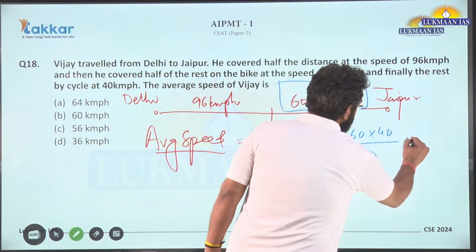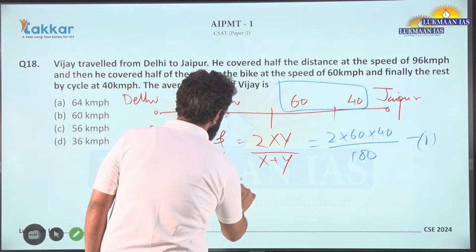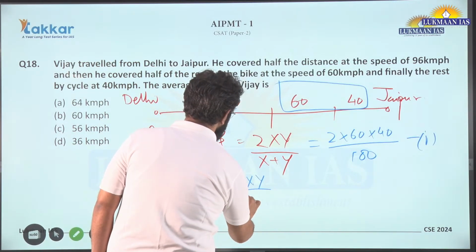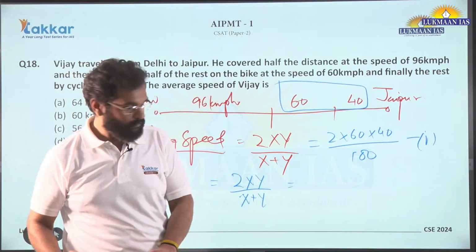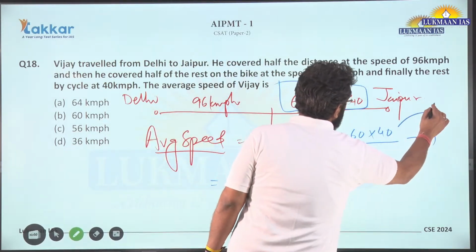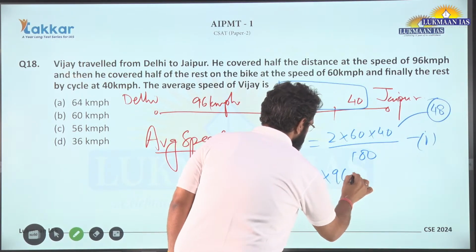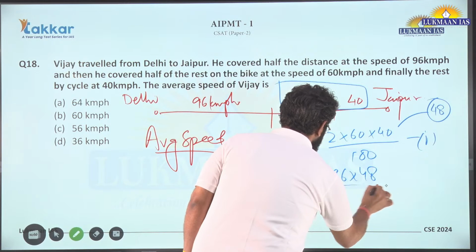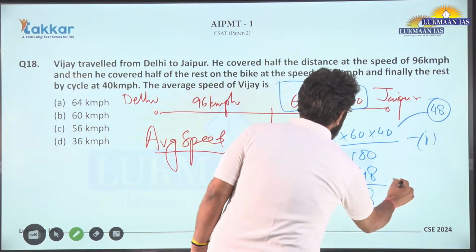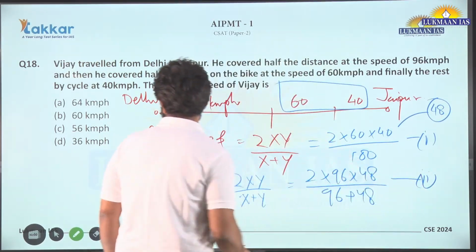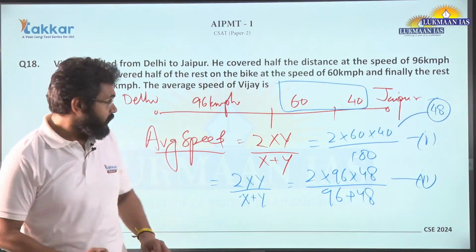This would be our first case. And whatever value we get here, we'll again put it in the same equation, considering x is 96. Solving this part will give us the answer, that is A, 64 kmph. Let's see the next question.